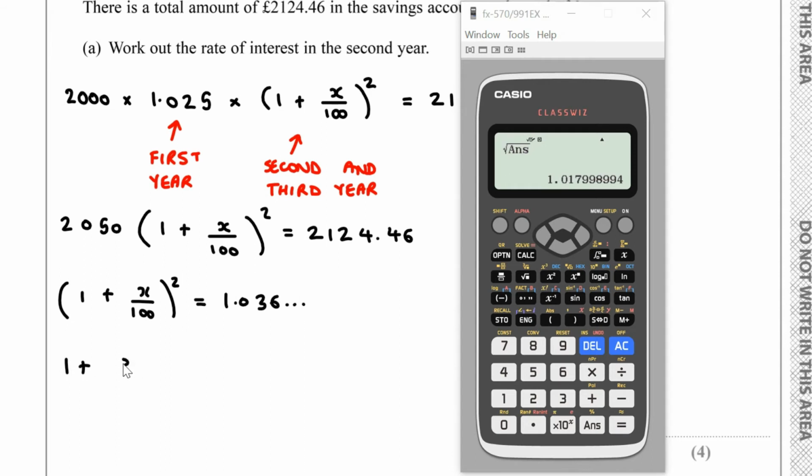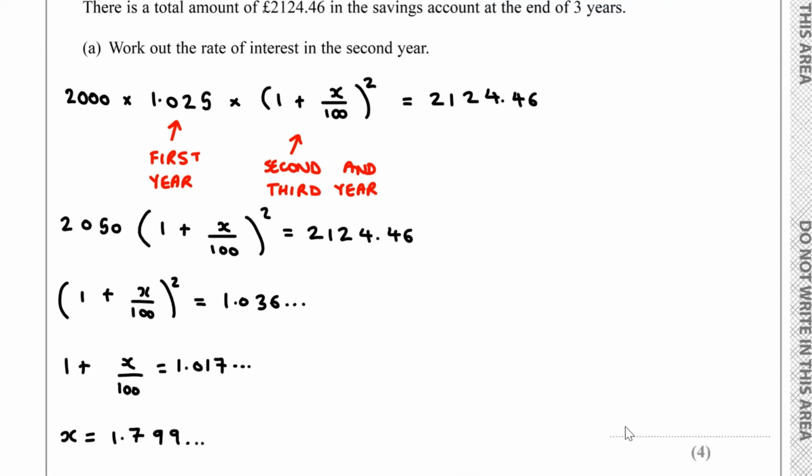So now if we square root, 1 plus x over 100 is equal to 1.017, etc. Subtracting 1 from both sides and then multiplying by 100, you'd find x to equal 1.799, etc. And therefore, the rate of interest in the second year is 1.80 to 3 significant figures.